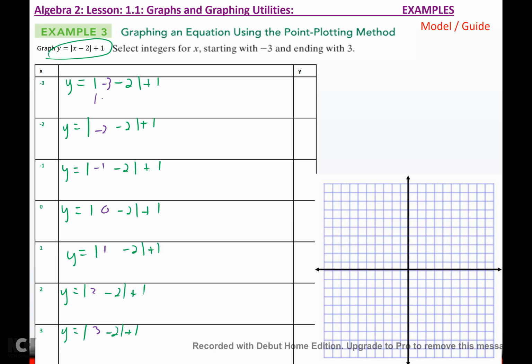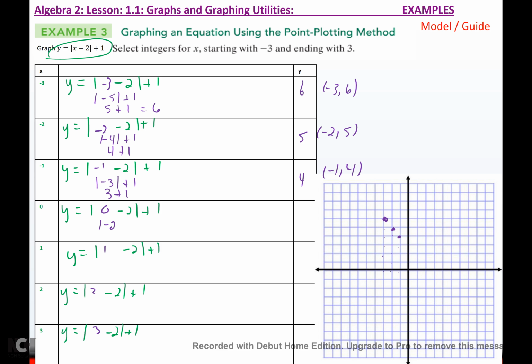Alright, inside here I would have negative 5. The absolute value of negative 5 is 5, plus 1 is 6. So negative 3, 6. Okay, negative 2 minus 2 is negative 4. The absolute value of negative 4 is 4, plus 1 is 5, so negative 2, 5. Okay, negative 1 minus 2 is negative 3. The absolute value of negative 3 is 3, plus 1 is 4, so negative 1, 4.